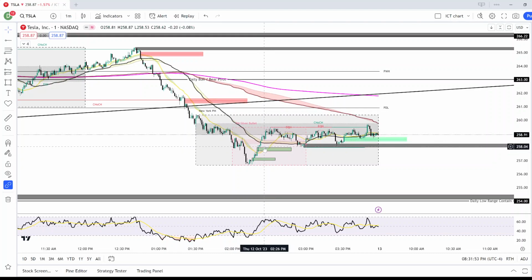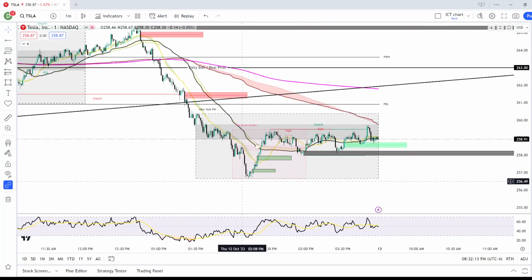You would have caught some kind of move. It would have just been a scalp, 258. If you caught it to the top, 259.50, so a $1.50 move. If you got the first fair value gap, you would have got about 257 all the way up to 259.50, so about a $2.50 move on the stock. But it would have been a nice late day if you caught that.